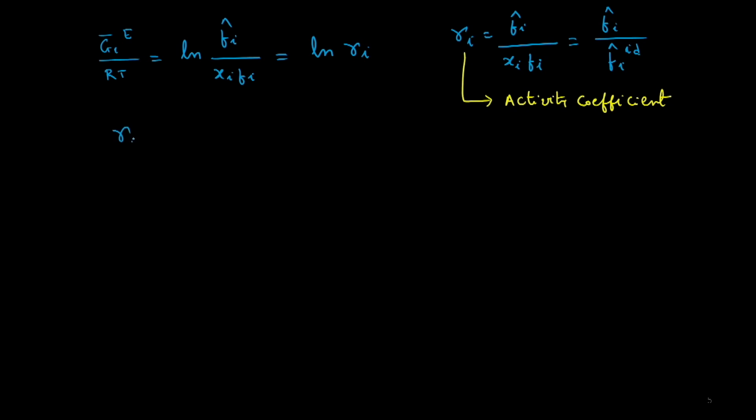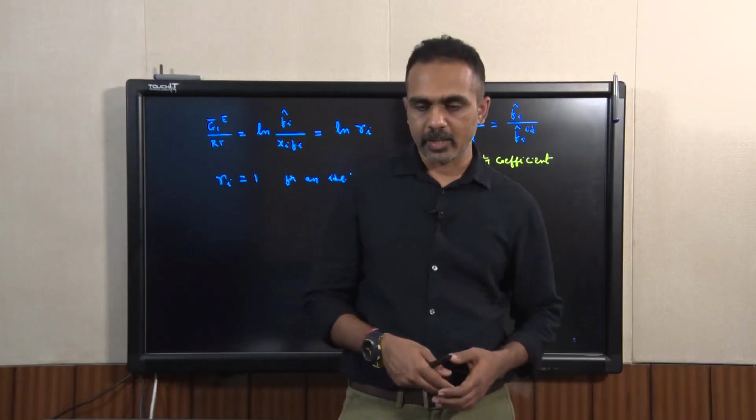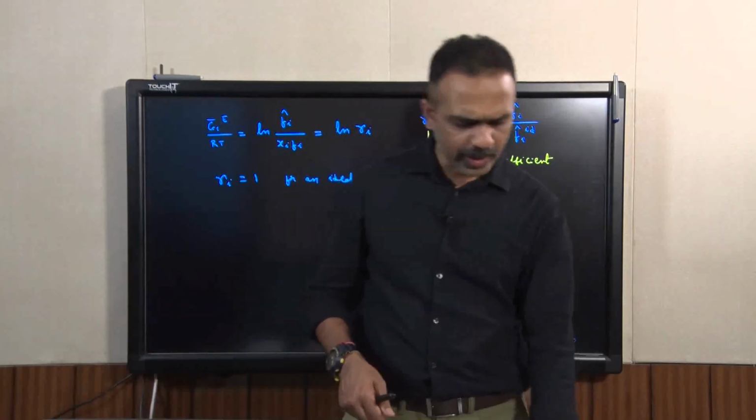Obviously, gamma i equals 1 for an ideal solution, because Fi hat will be equal to Fi hat ideal. Otherwise, it will not be unity, it will have a value that is not equal to unity, and that number will denote how non-ideal the solution is, right? If it is 1, we have an ideal solution. If it is not 1, we have a non-ideal solution, right?